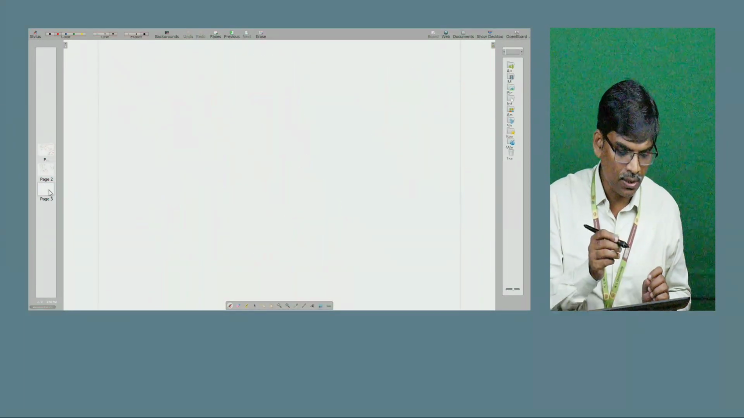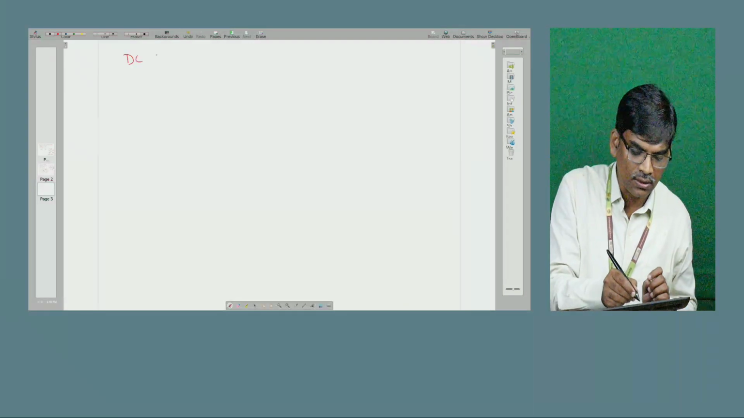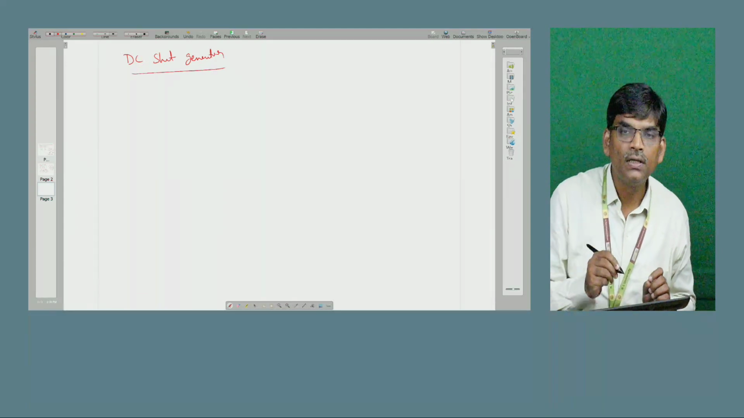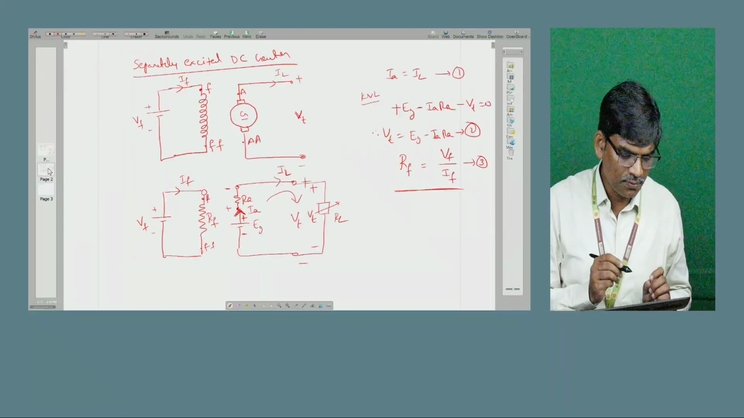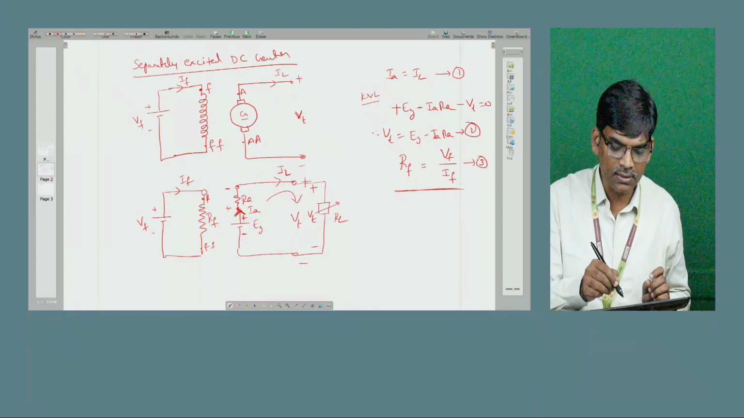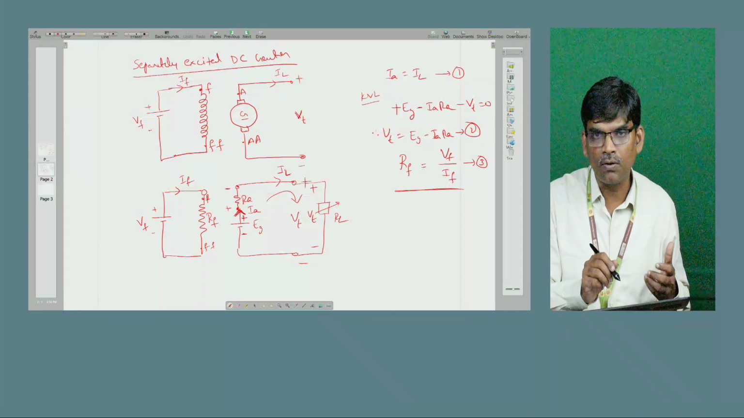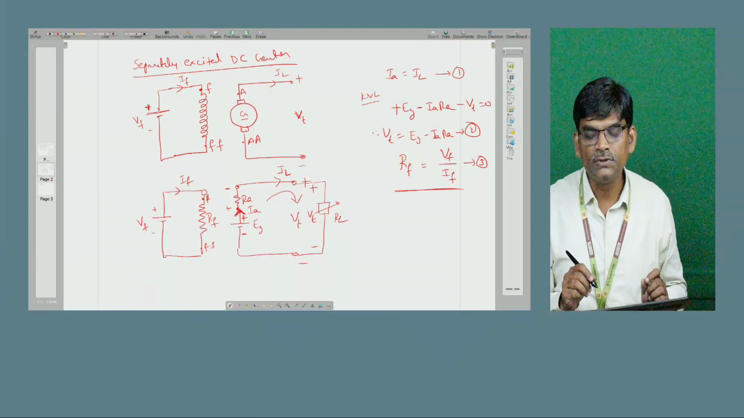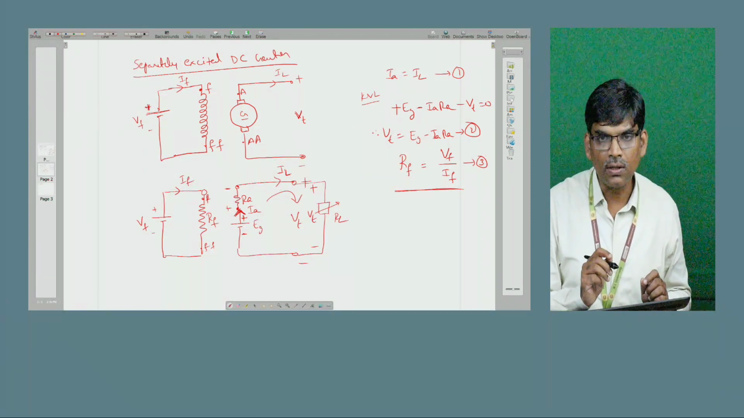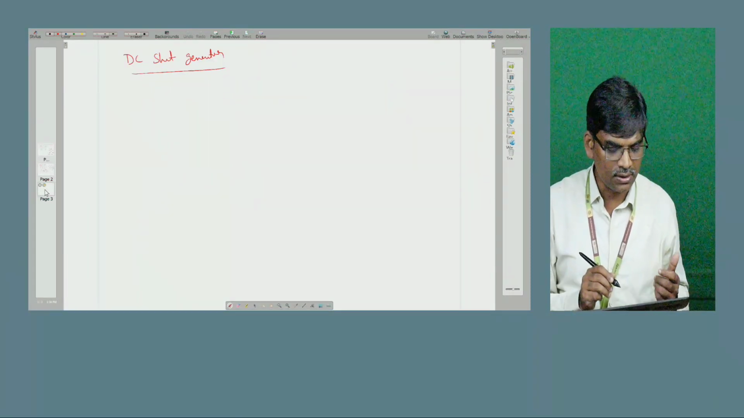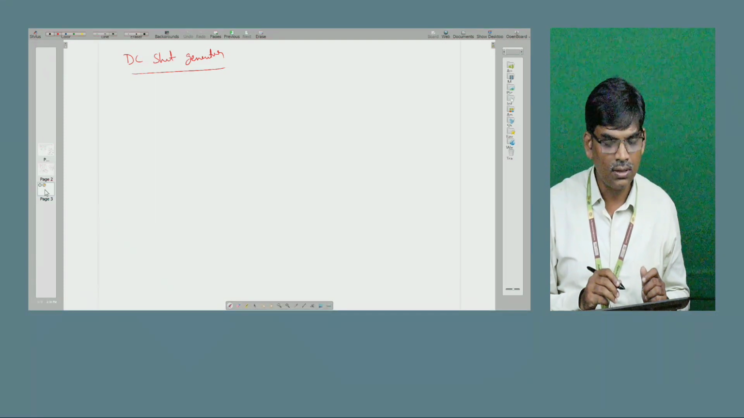And next I am talking about the DC shunt generator. The main drawback of the separately excited DC generator is that the field winding is separate. To develop the voltage, we need another DC voltage source to excite the generator. But after that, through research, scholars identified the self-excitation process.